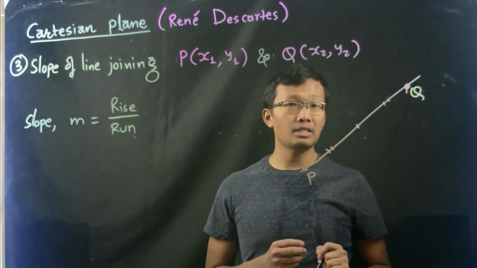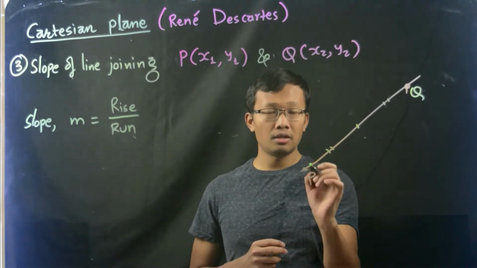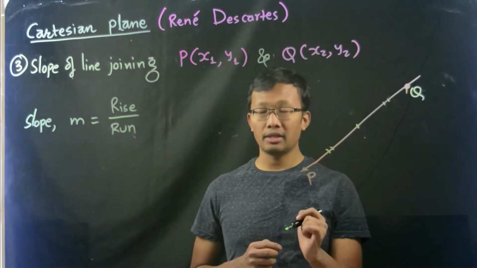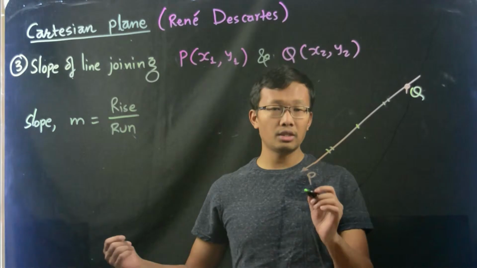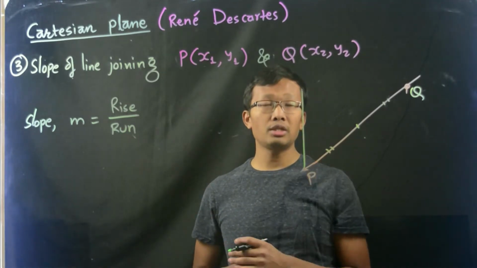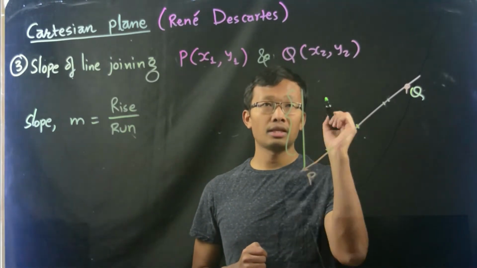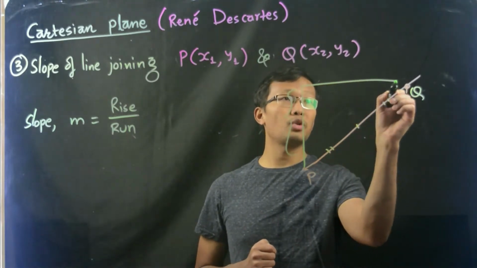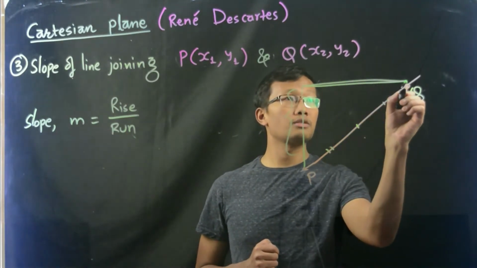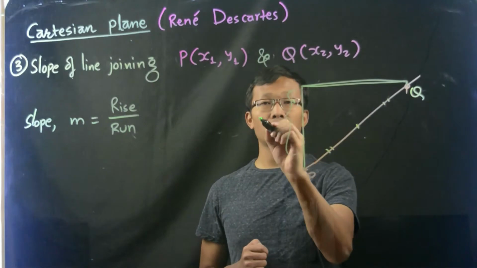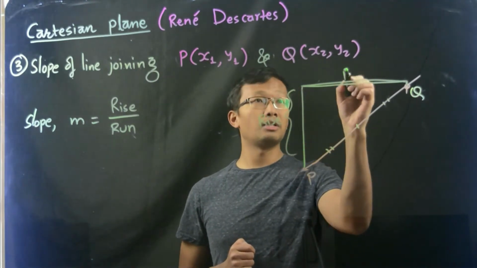What do we mean by rise? Rise means from this point P, okay, always choose the left point. You rise up to this point, okay, that's rise, and run means this distance. Okay, so basically this is rise over run.